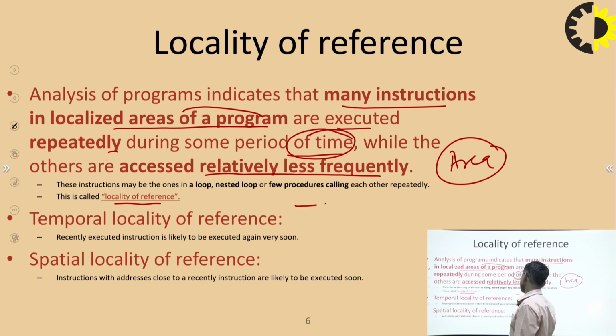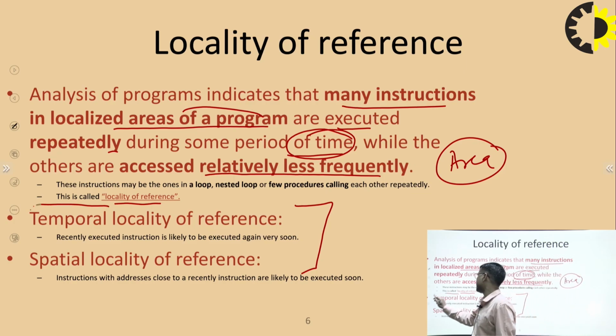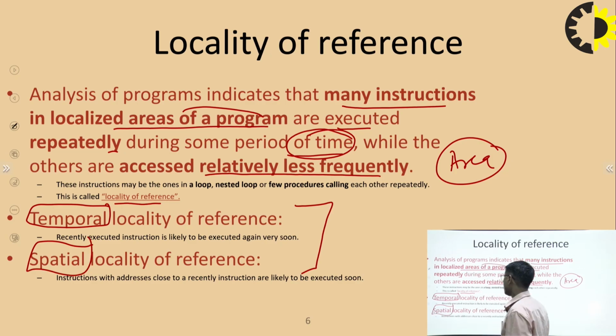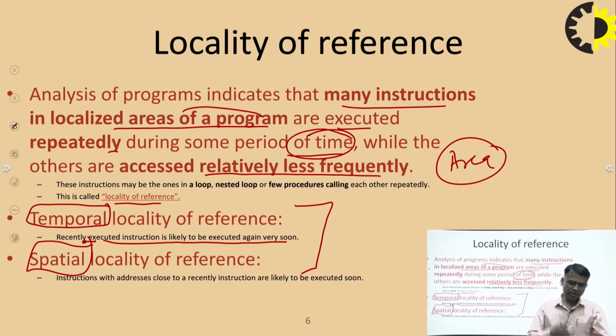We can see that locality of reference depends on two things. One is the temporal nature, that is temporal locality. The other is the spatial nature, that is spatial locality. So what does temporal locality of reference mean? If we have executed some instruction, a recently executed instruction is most likely to be used again. On the time scale, there is a chance that a particular piece of data that we have recently executed may be executed again and again. That is called temporal locality.